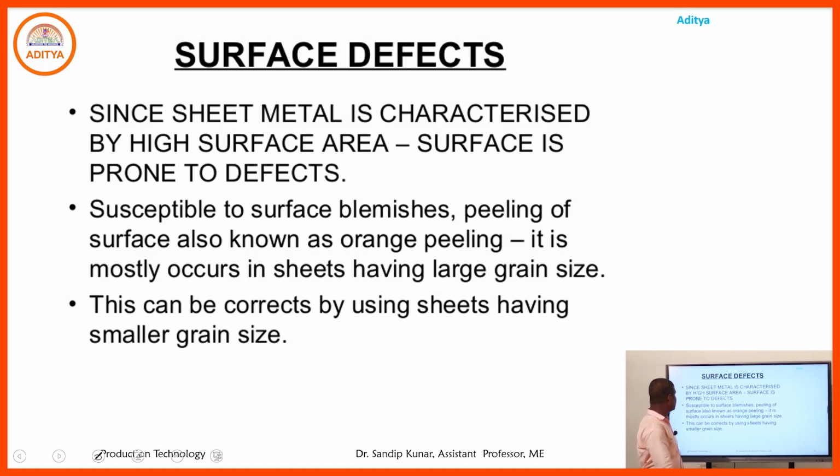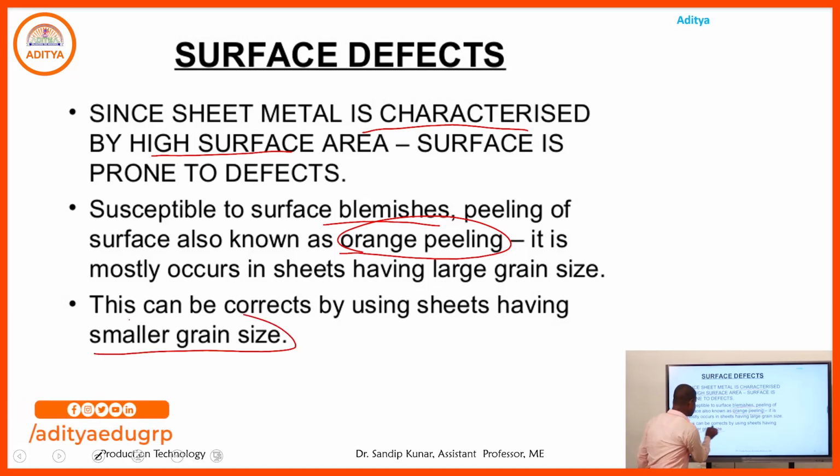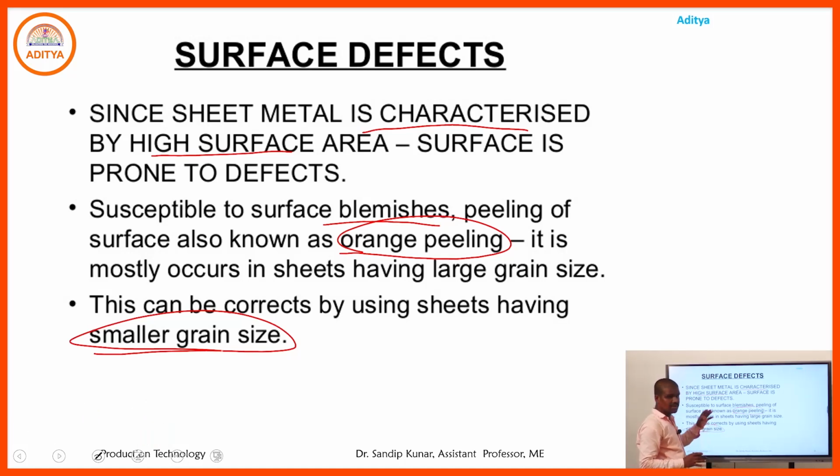Surface defects. Since the metal is characterized by a high surface area, the surface is prone to defects, such as surface blemishes and peeling, also known as orange peeling. It mostly occurs in sheets having large grain size. Due to the large grain size, the orange peel effect generally happens on those surfaces. That can be corrected by using a smaller grain size. By using a proper smaller grain size in the sheet metal, we remove that type of orange peel surface defect.